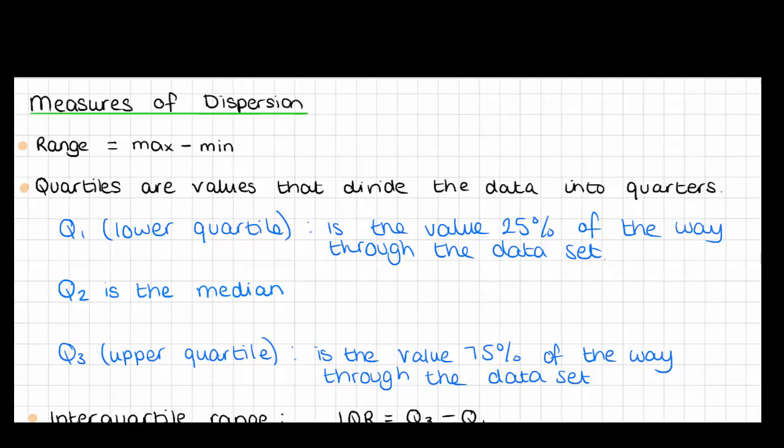Hi everyone, this video is on measures of dispersion. So that includes our range, which is the maximum value minus the minimum value. It includes our quartiles, which are values that divide the data into quarters.